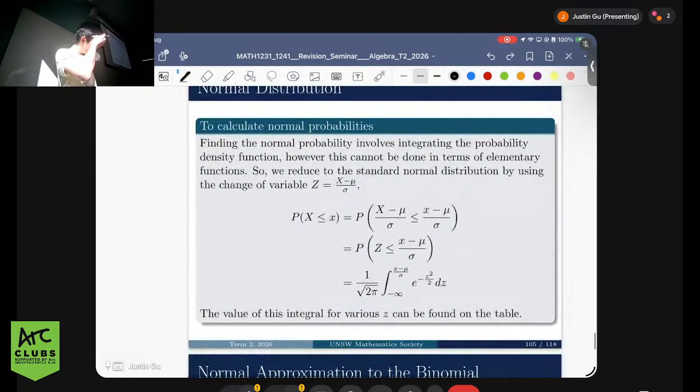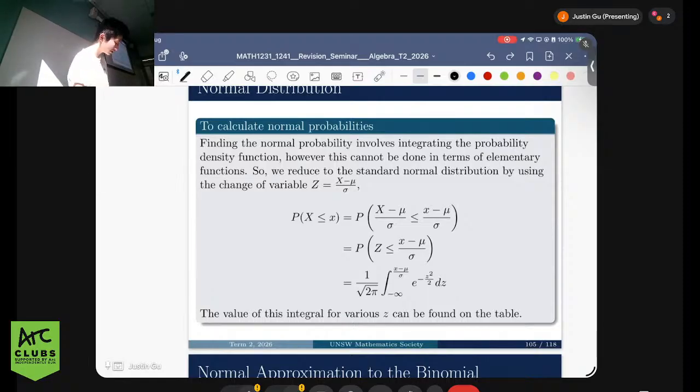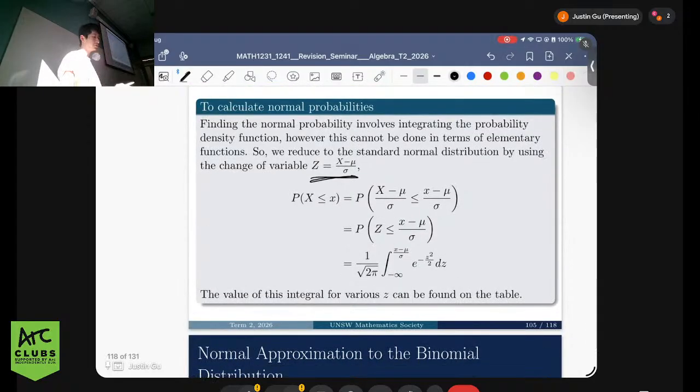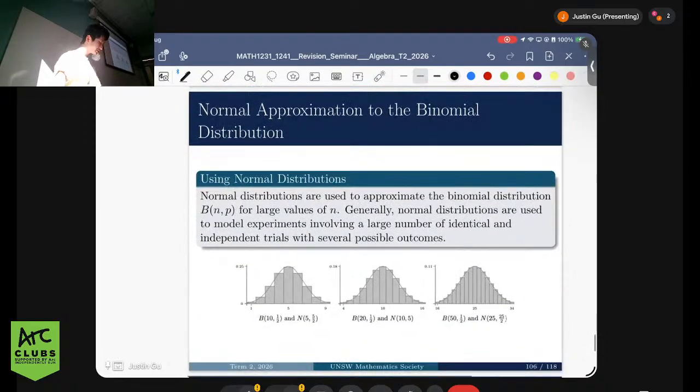And finding the normal probability involves integrating the probability density function, but that can't be done in terms of elementary functions. So usually we reduce it to the standard normal distribution by using the change of variable this, and then consulting the z-score table, right? Which will be given to you in an exam. So basically calculate what this is, look it up in the table of values, and then it will give you the probability.